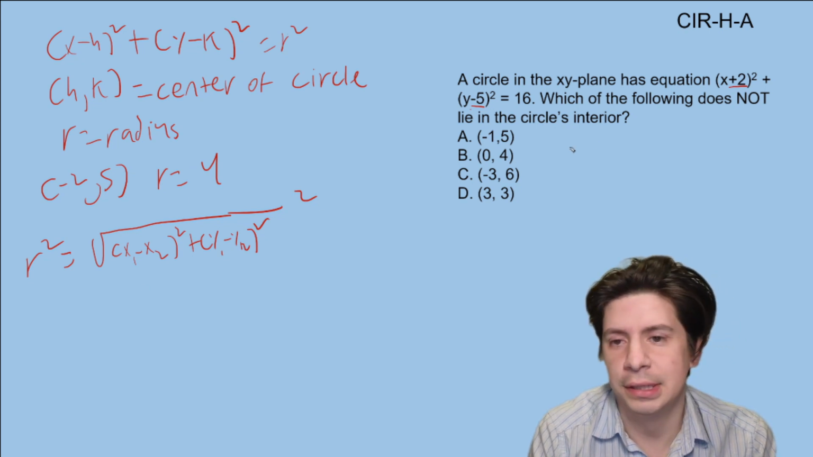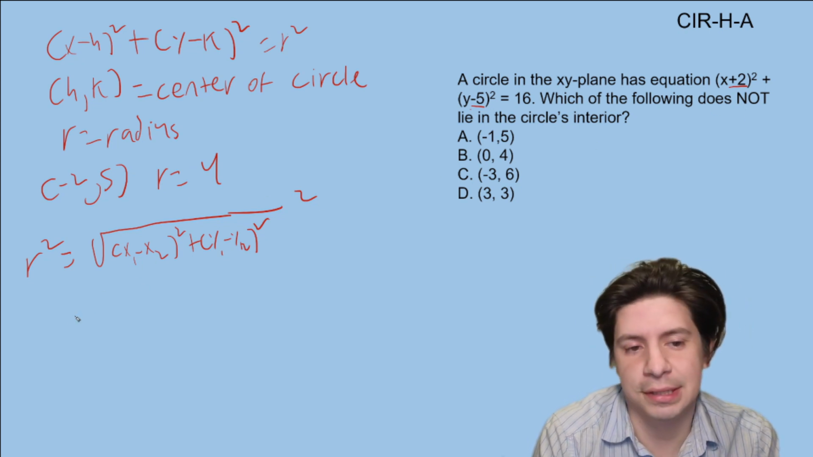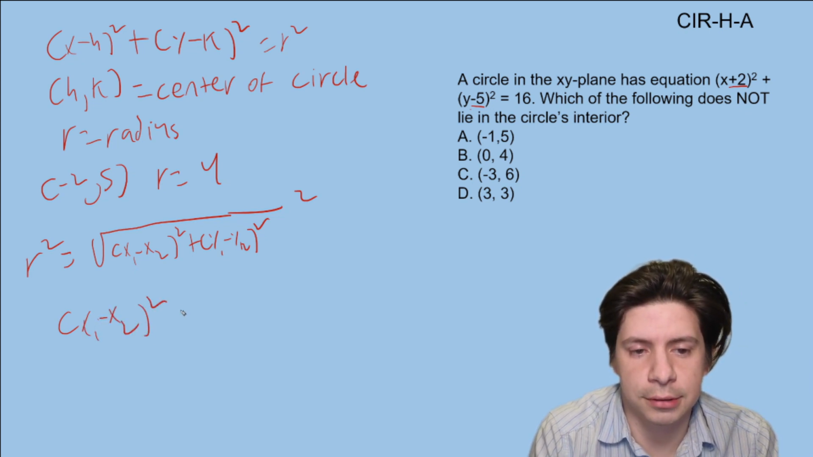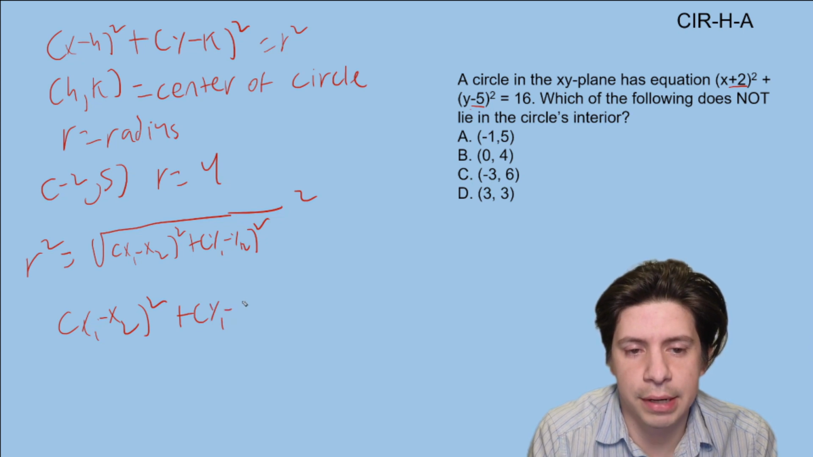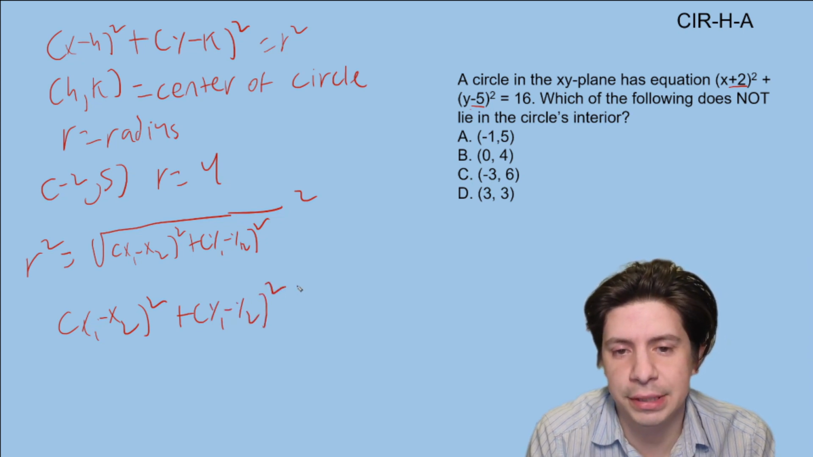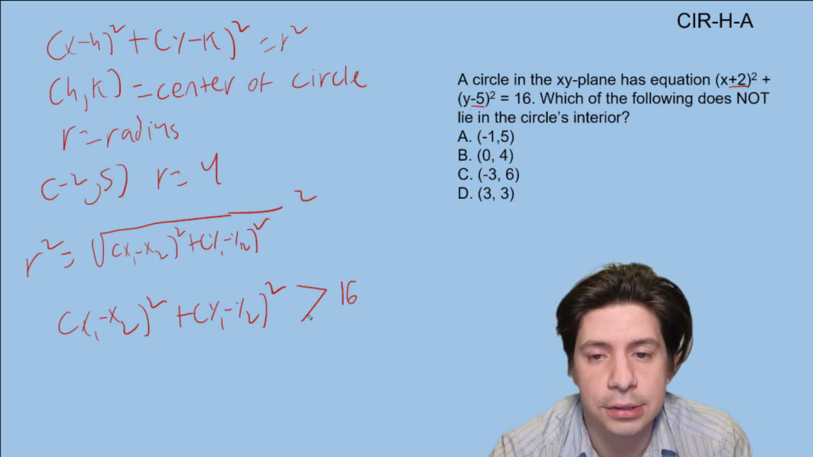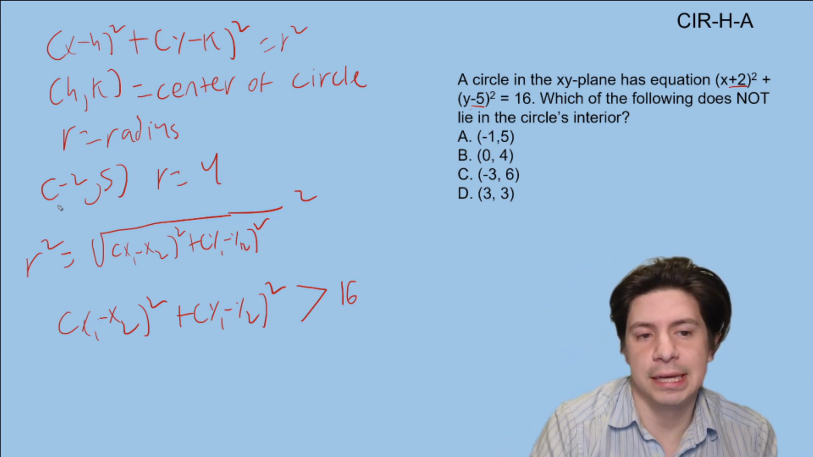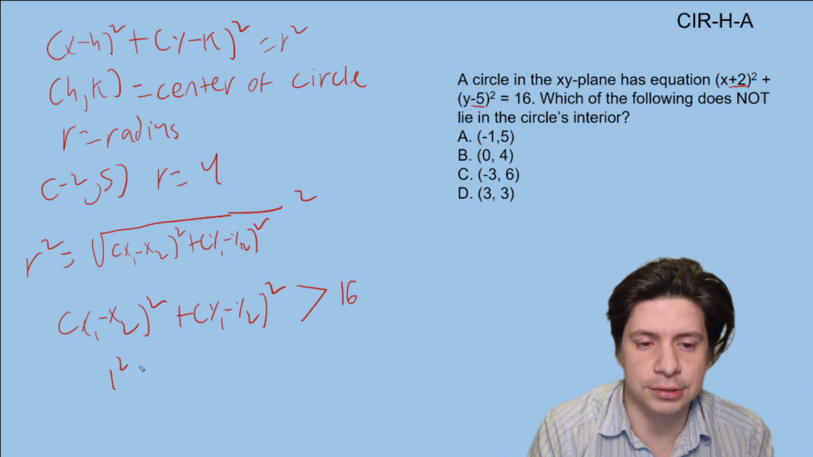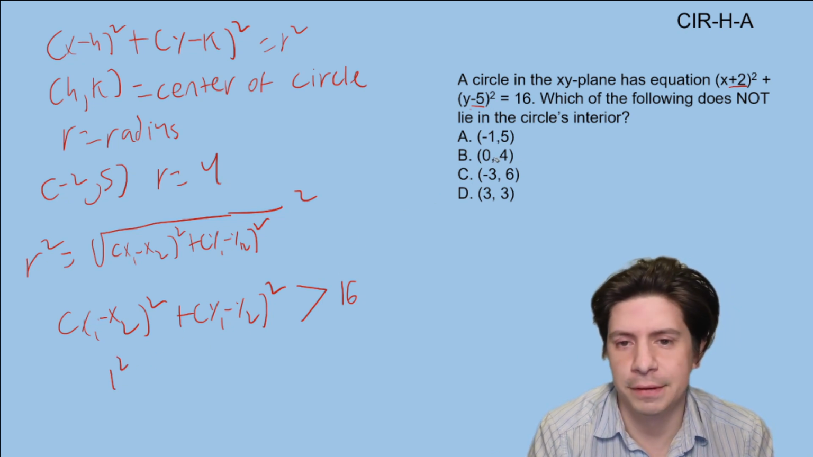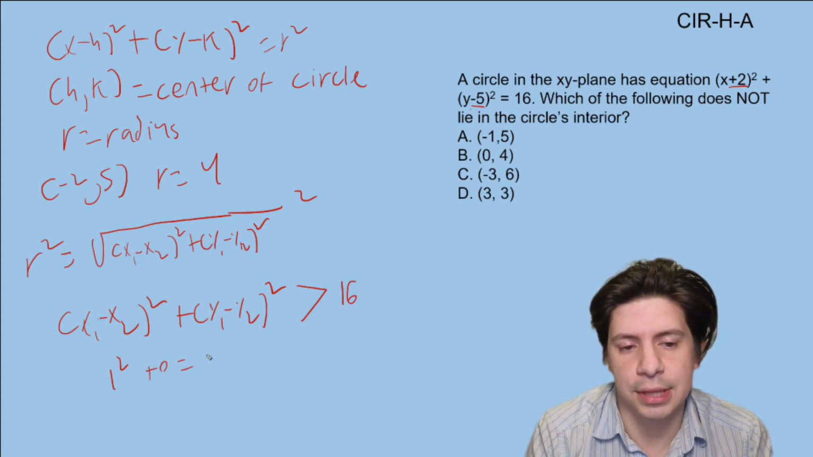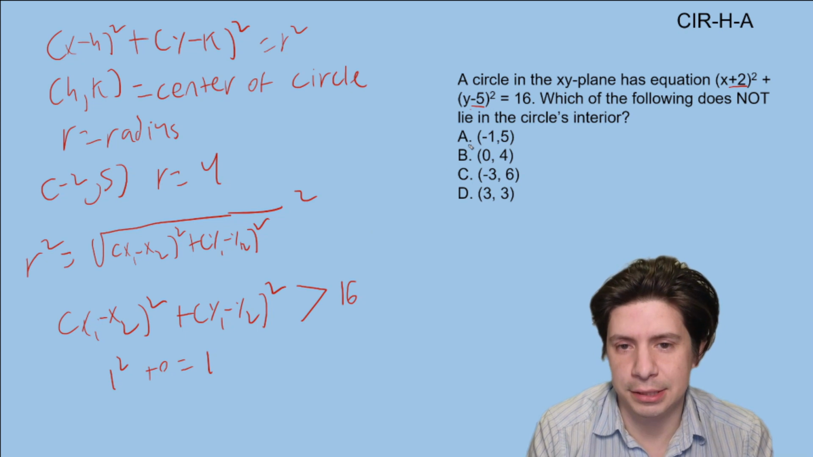So this has to be, does not lie in the circle's interior. So basically (x1 minus x2) squared plus (y1 minus y2) squared has to be greater than 16, right? So when we do negative 1 comma 5, and our center is negative 2, that's going to have a difference of 1, so that'll be 1 squared. And then when we do 5, we're going to have 5, so that'll be 0. So that equals 1. So that does lie in the interior, so we'd eliminate A.